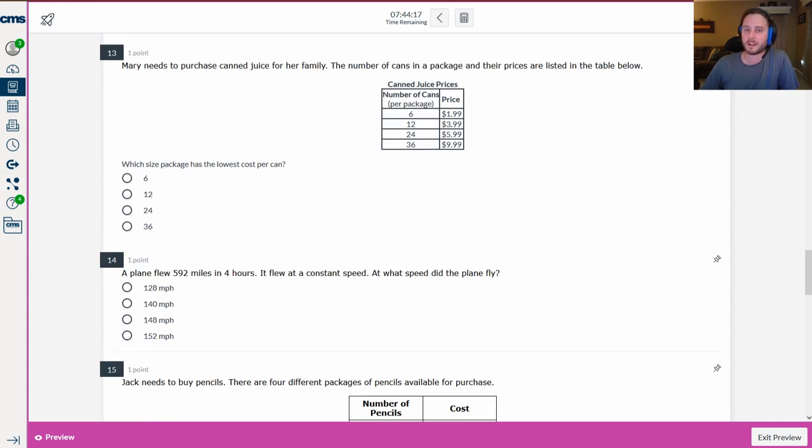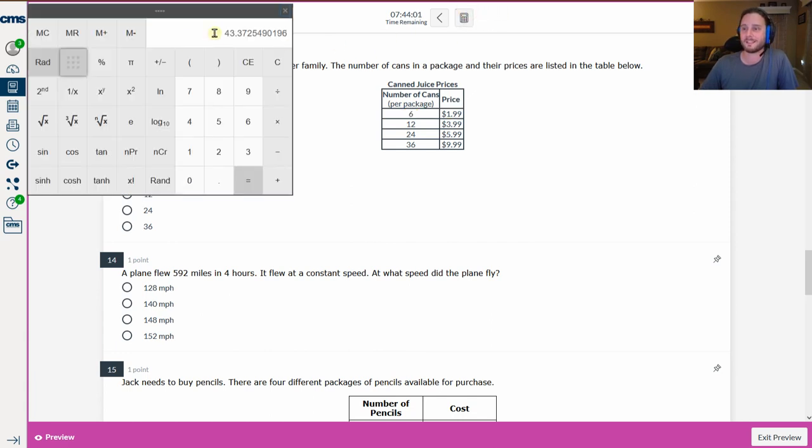For number 13, another unit price. You'll notice there are quite a few of these. But this one, once again, it's asking for the lowest cost per can. So we are going to be doing the amount of money divided by number of cans for each of these and figuring out which one is the least. So for starters, we've got the 6-pack for $1.99 divided by 6 cans.